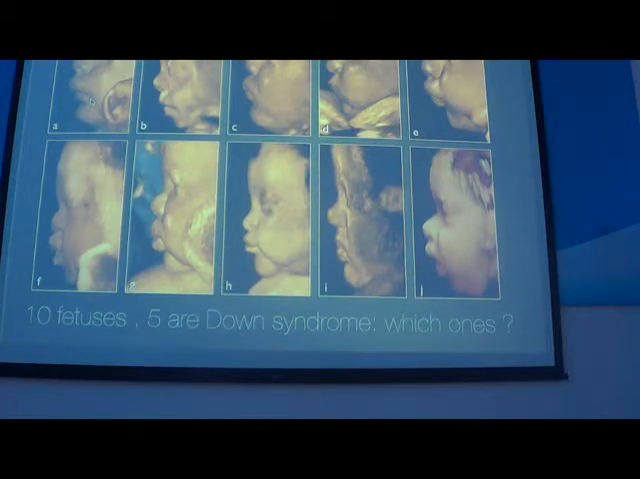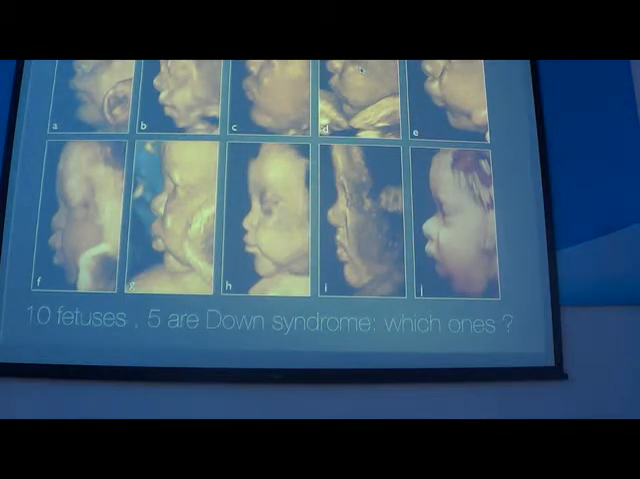This was the normal one. So this one normal. This one, image B, Down syndrome. This one, normal. And this one, this is a Down syndrome. It's a nice baby, but it's a Down syndrome. But we did the diagnostic because of atrioventricular septal defect.